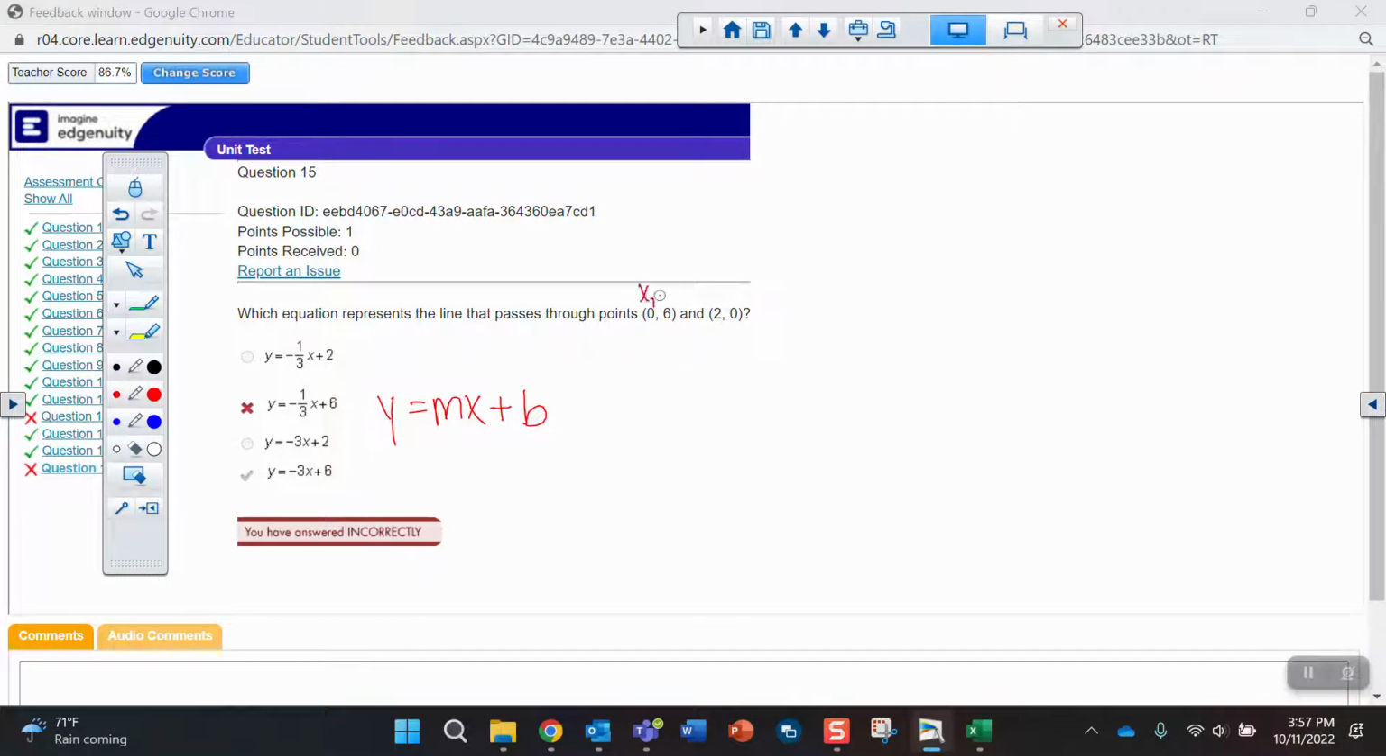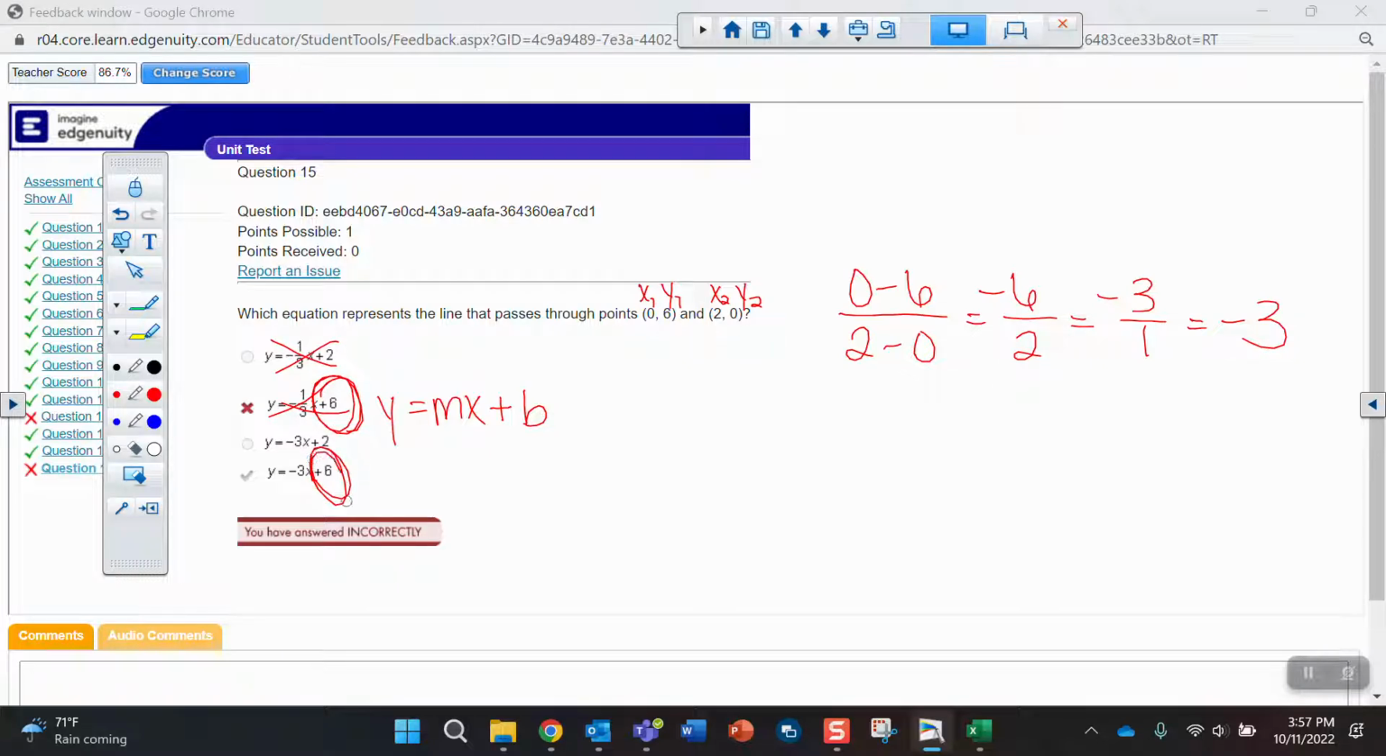Here we have x1, y1, and x2, y2. So that's going to be 0 minus 6 over 2 minus 0. That's negative 6 over 2, or negative 3 over 1, or just negative 3. So the slope is negative 3. That rules out the first and second options. You might have just had your slope flipped, because you do have the right y-intercept, which is this number here. You're going to notice in the correct answer it's also a plus 6.